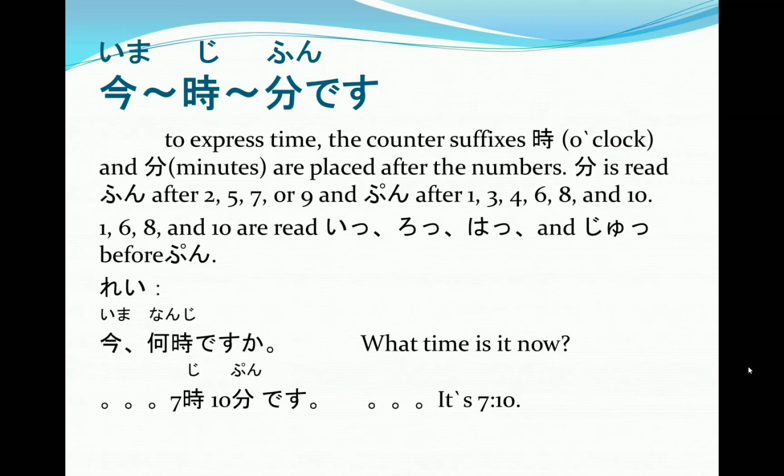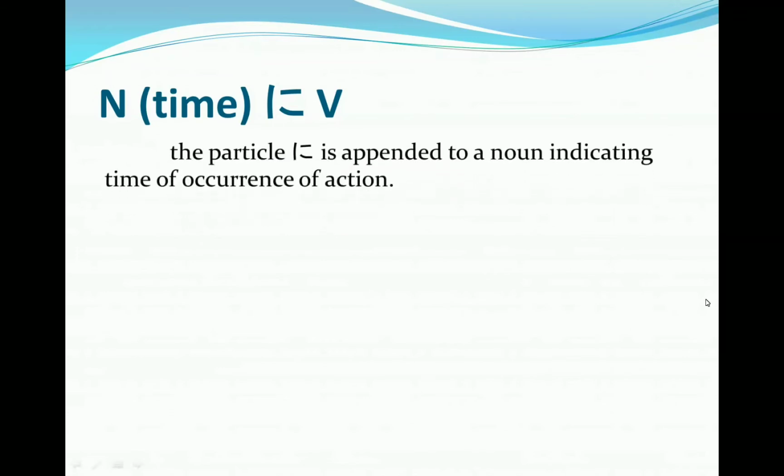Now, let's move on to a new particle that we have to use when we're referring to time. And that particle is ni. So noun, which of course is the time, ni, and then the verb, when you want to state something or an action happening at a certain time. So the particle ni is appended to a noun indicating time of occurrence of an action.